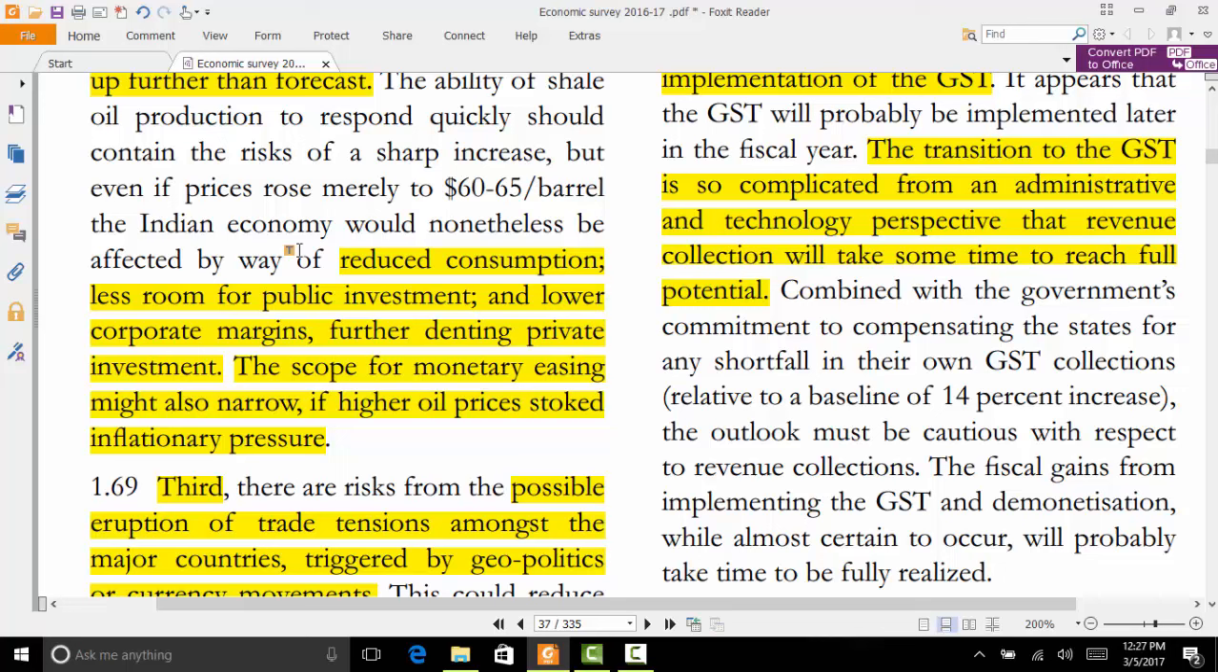You understand this? How less room for public investment? How do you relate it? Explain, Vibhu.